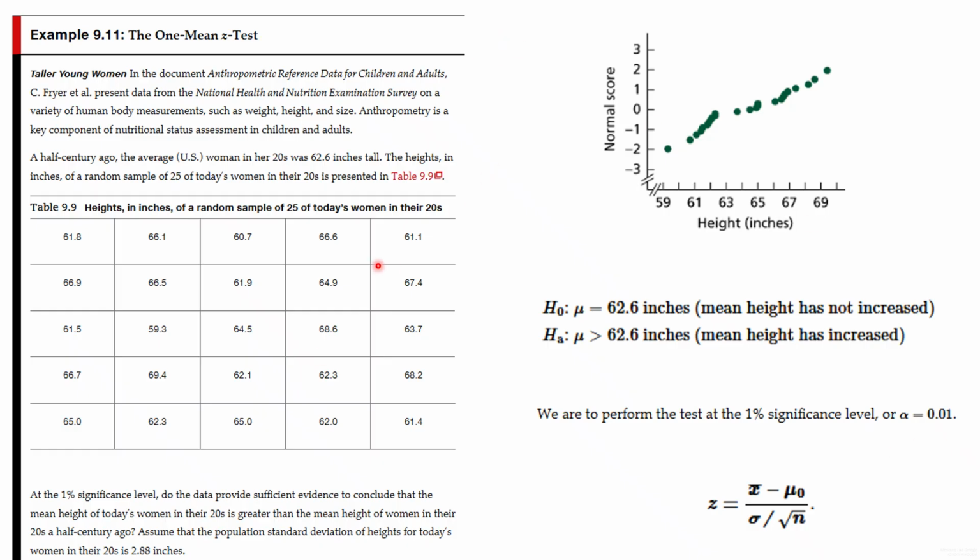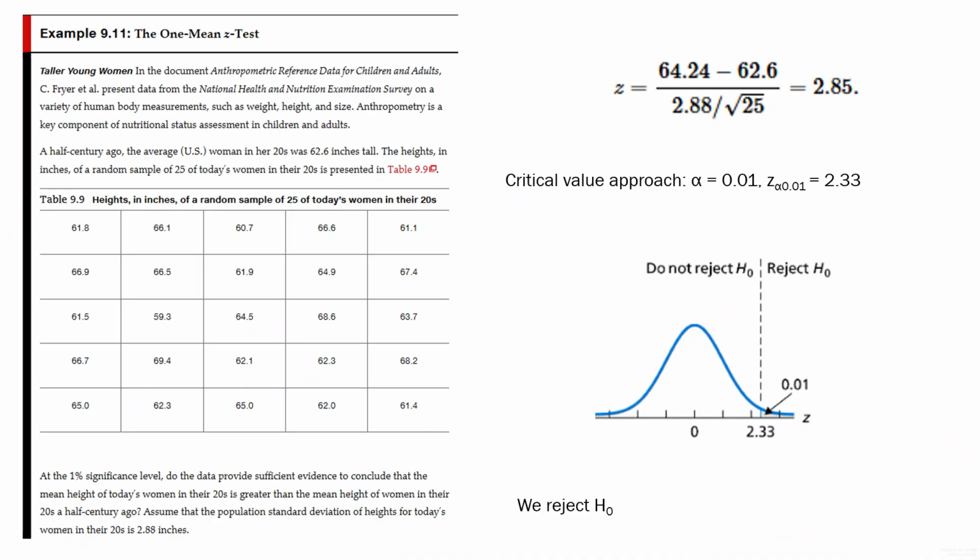And before you even move on, you should try to do this and calculate Z to see if you've done it right. All right, so we put all of the information we needed inside this table here. So we've got 62.6 as the mean that was given to us, but where did this 64.24 come from, do you think? Well, if you look at the equation, it's x bar, so you just have to calculate the mean of these here, over the standard deviation of 2.88, which was given to us, divided by the square root of 25.